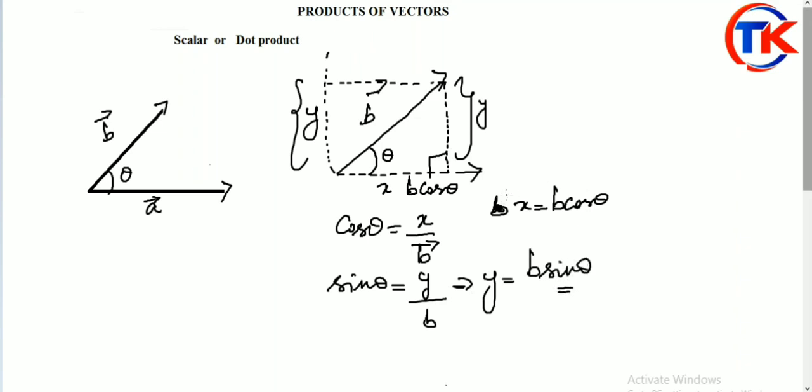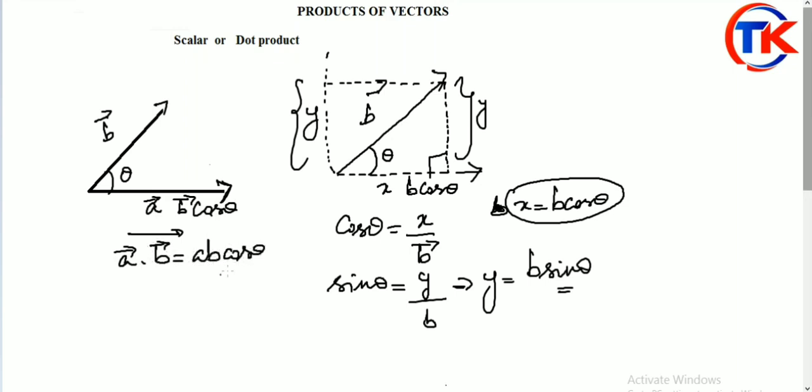Clear? But what is our aim? To get the same direction. A is traveling in this direction, we want the B vector also along the same direction, right? So if I do a product B cos theta in the same direction. Clear? So A vector dot B vector is equal to AB cos theta.